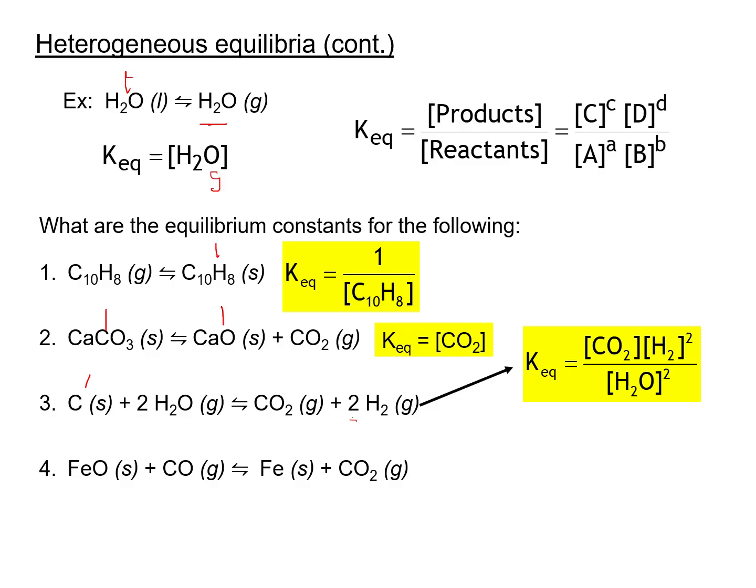And then our last one, we have iron(II) oxide, so that's going to be a 1 because it's a solid. And then CO, carbon monoxide, is a gas, so that's going to show up. The iron is a solid on the product side, so that has a value of 1. So we just end up with an equilibrium constant of the molar concentration of CO2 divided by the molar concentration of carbon monoxide.